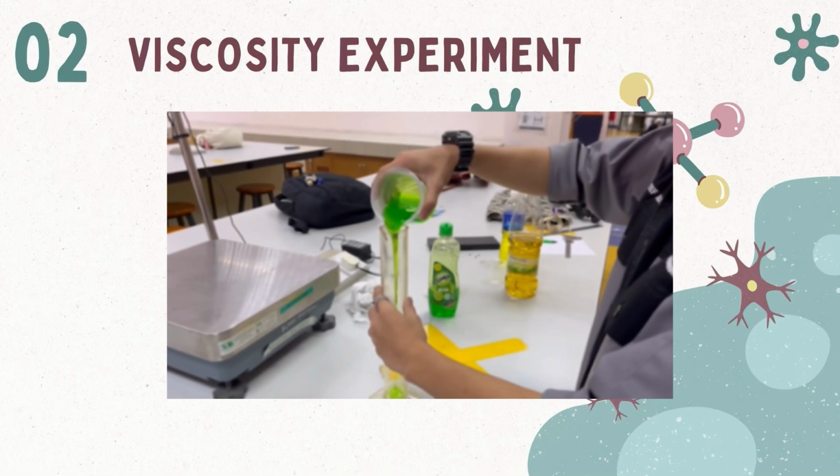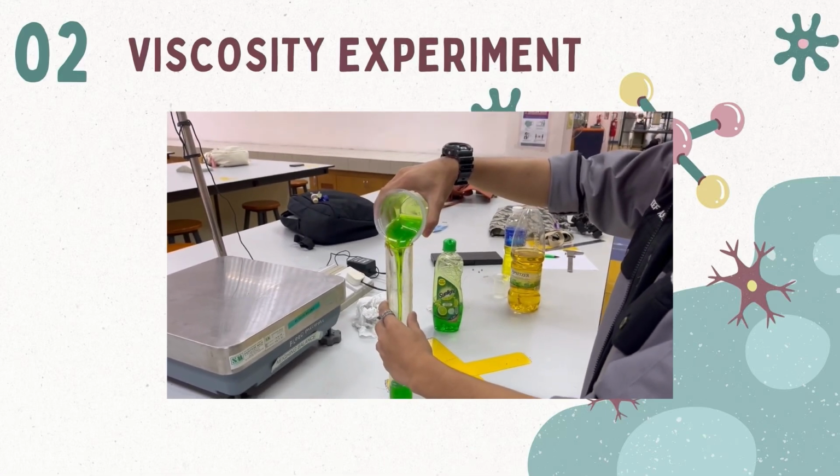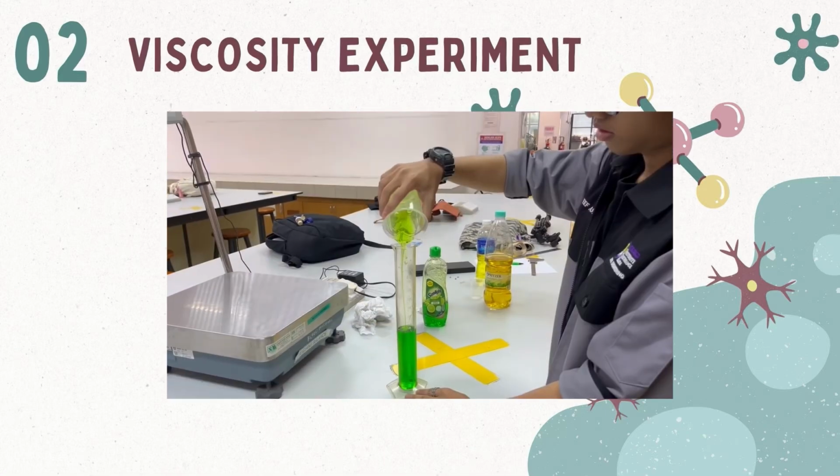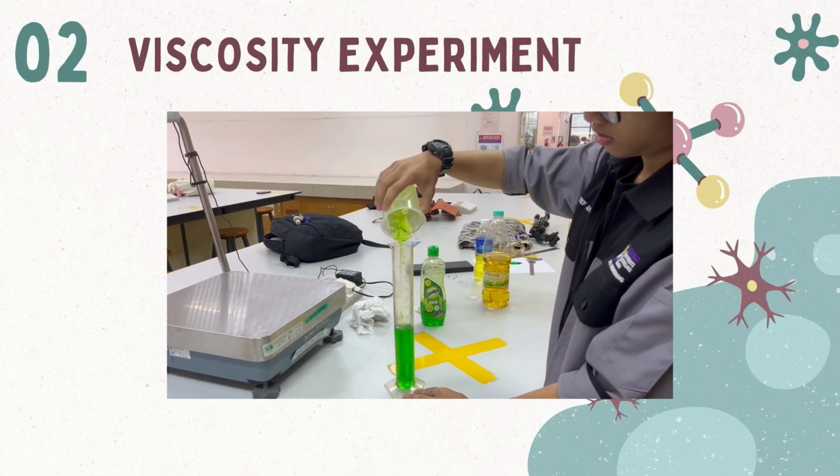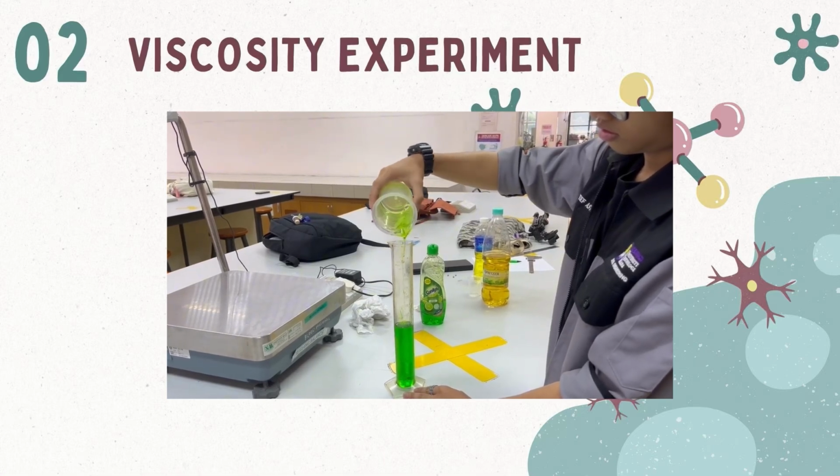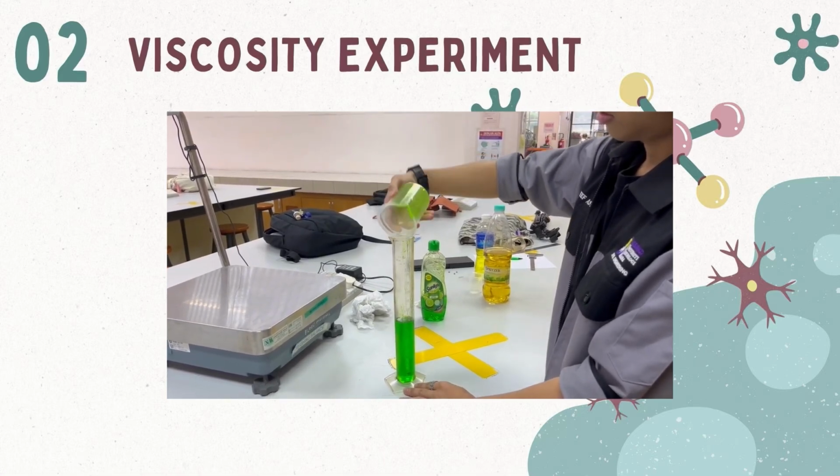Finally, doing the same step but this time, pour the dishwashing liquid into the measuring cylinder. Then, drop the ball bearing into the dishwashing liquid while taking the time of the ball bearing falling from top to bottom.